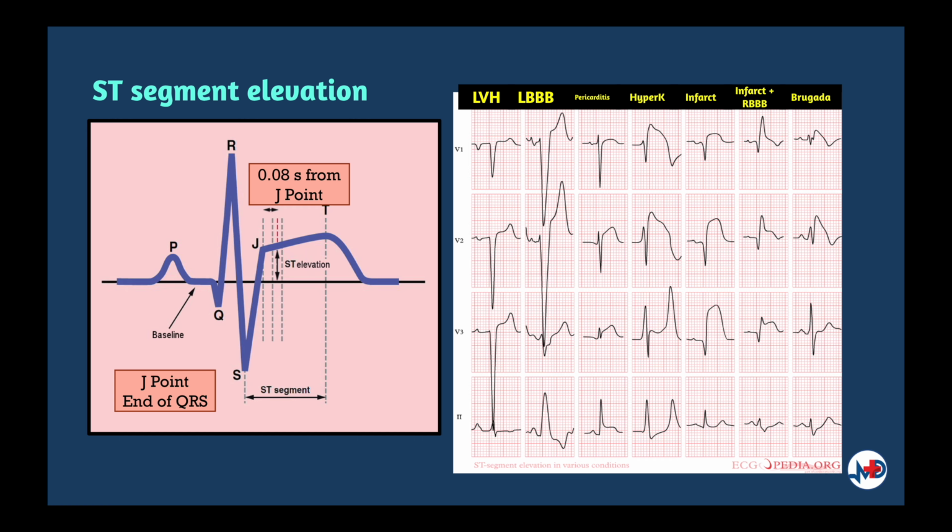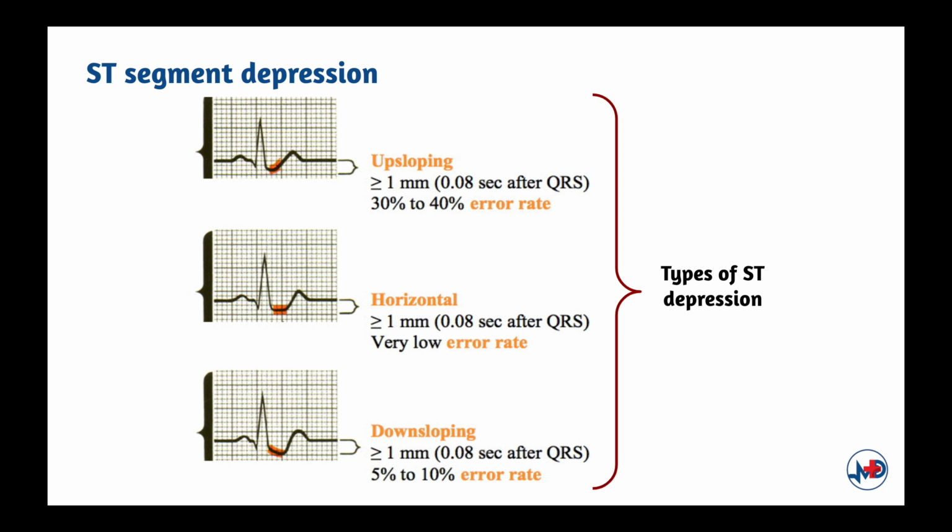So the image on the right here shows you the various patterns of ST segment elevation, which is present in different conditions or causes as I mentioned earlier. Take note of the location of the J point in each segment and also the shape of ST elevation, whether it's convex or concave. How about ST depression?